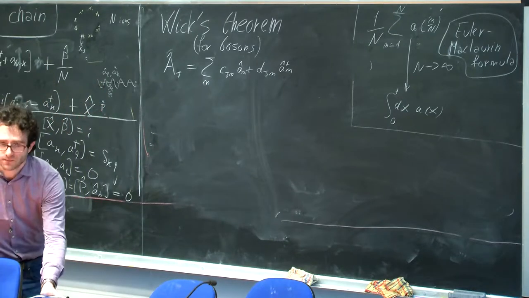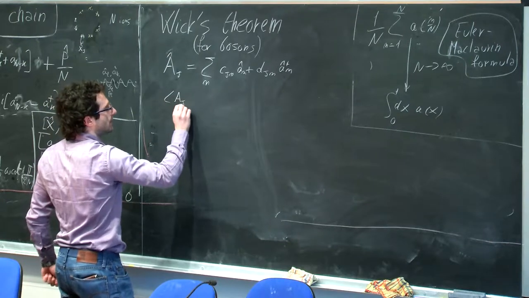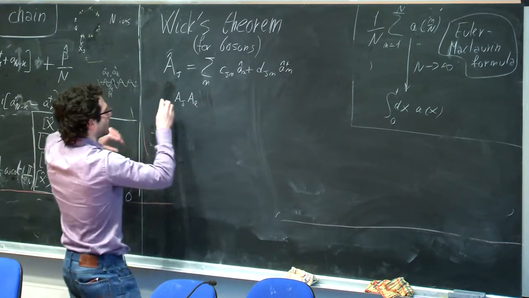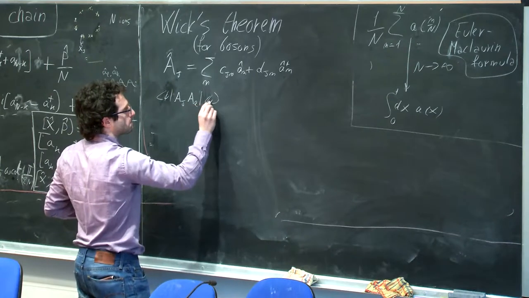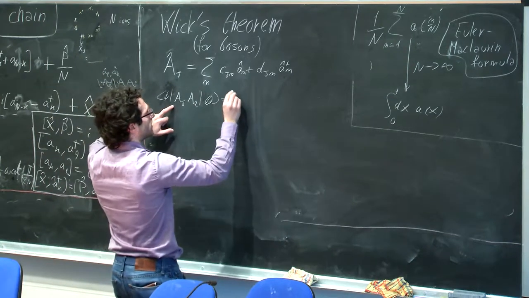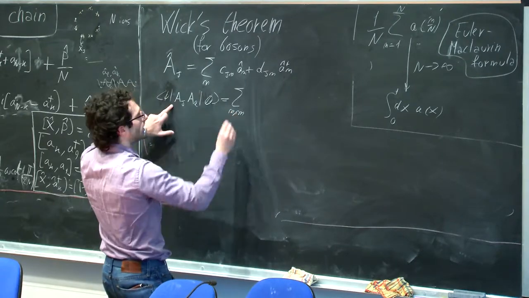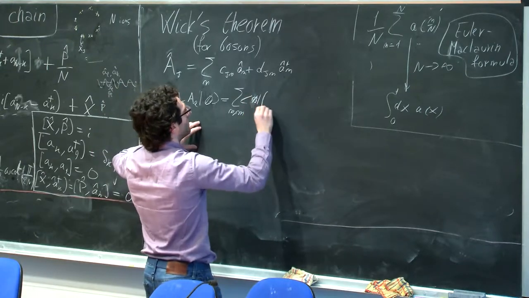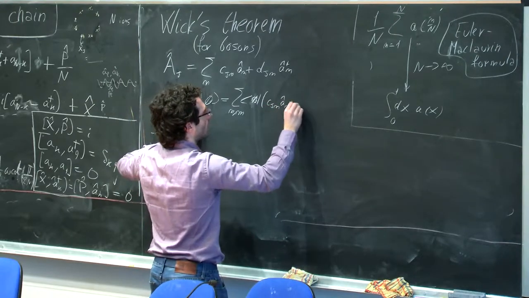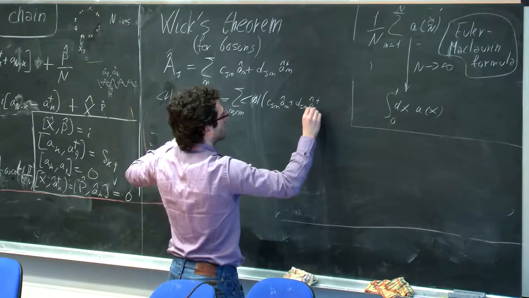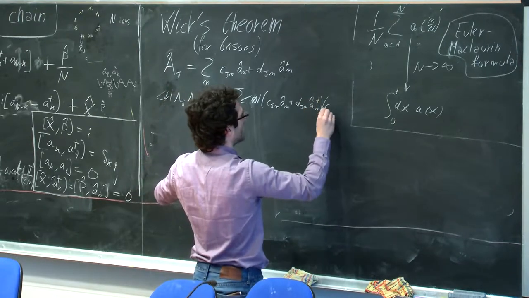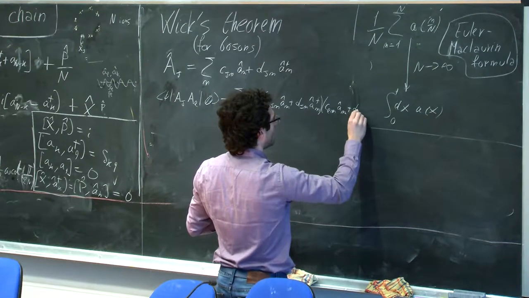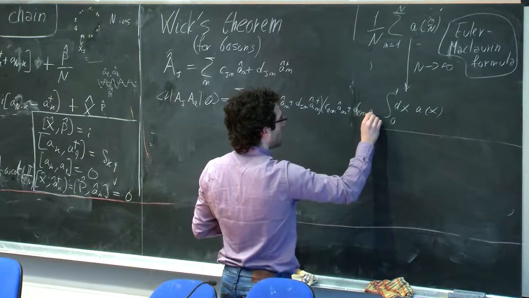Now, I'll give you an example. If I want to compute A_j A_l, something like this, what do I find on the ground state, so on the vacuum? Well, I just have to write this expression. You have the sum over n, and let's call the other one m, of the vacuum, phi, and here you have c_jn a_n plus d_jn a dagger n, then with L that, so c_lm a_m plus d_lm a dagger m.